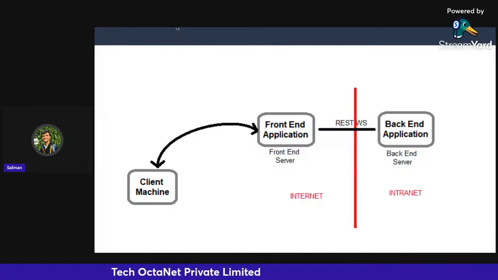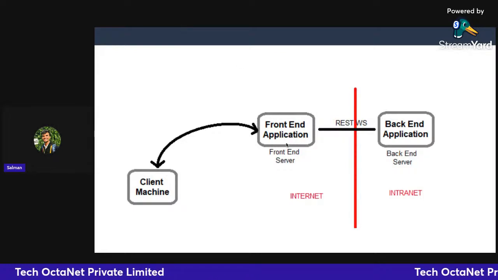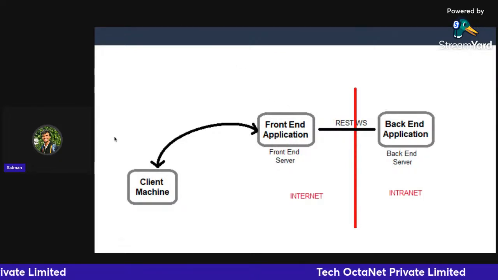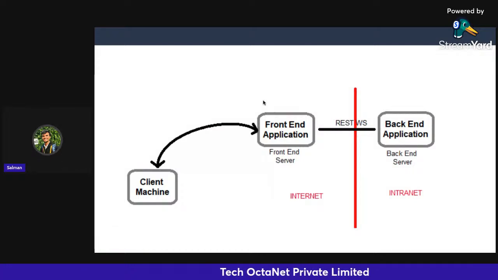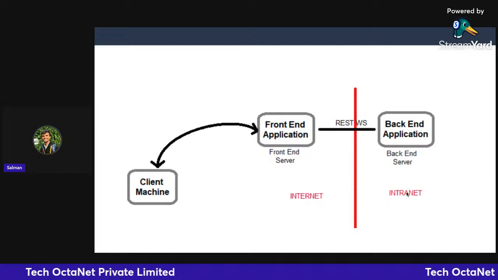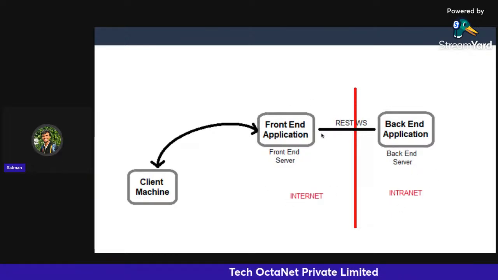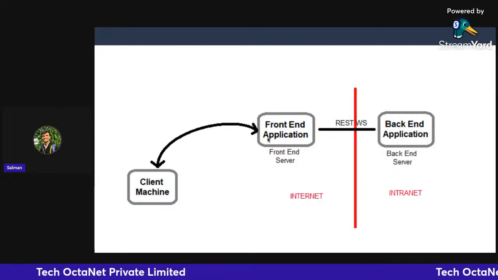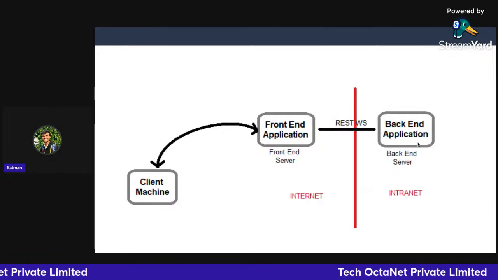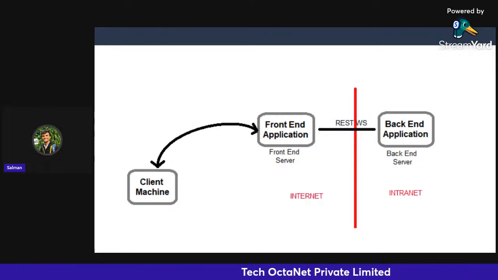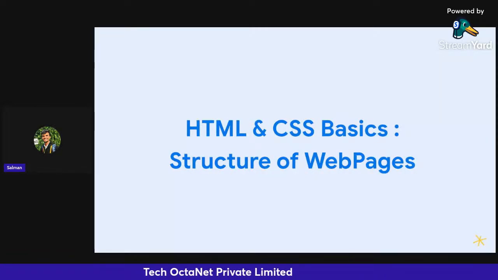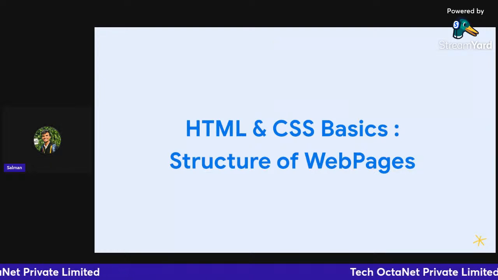Now again, there's one more diagram I have. So we have our computer over here. As a full stack developer, we build the front end application and the back end application. Both the applications are served onto the internet, and there is a REST or WebSocket connection to pass the data between the front end and back end. In the upcoming 4 or 5 days, we'll have a look at that deeply. So let's come to today's topic, which is HTML CSS basics.